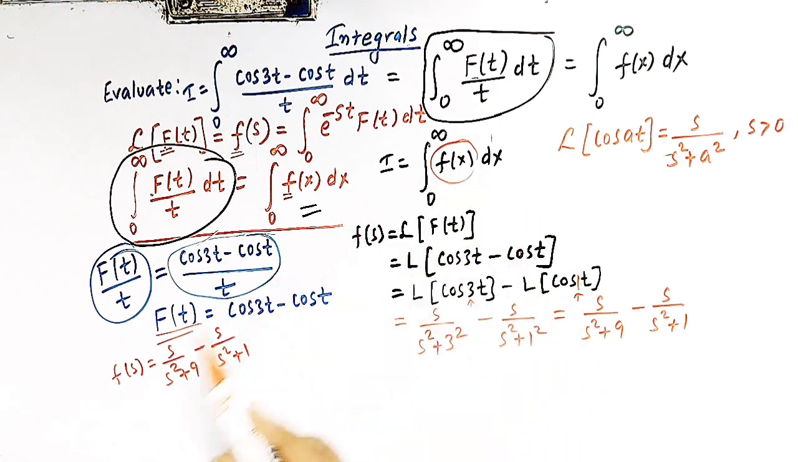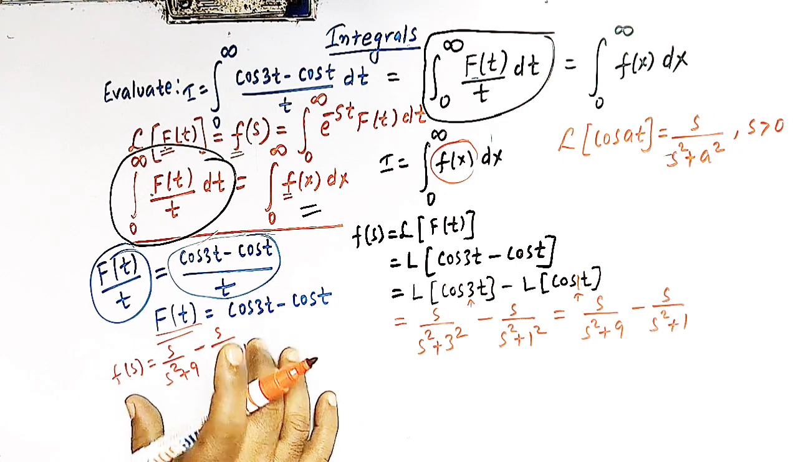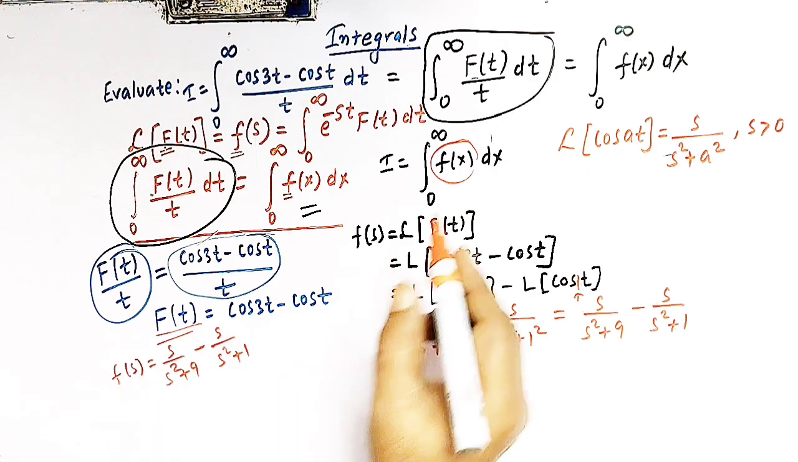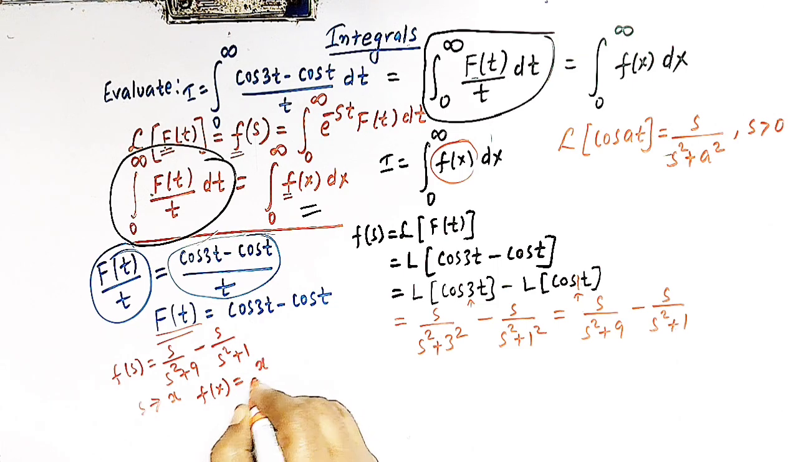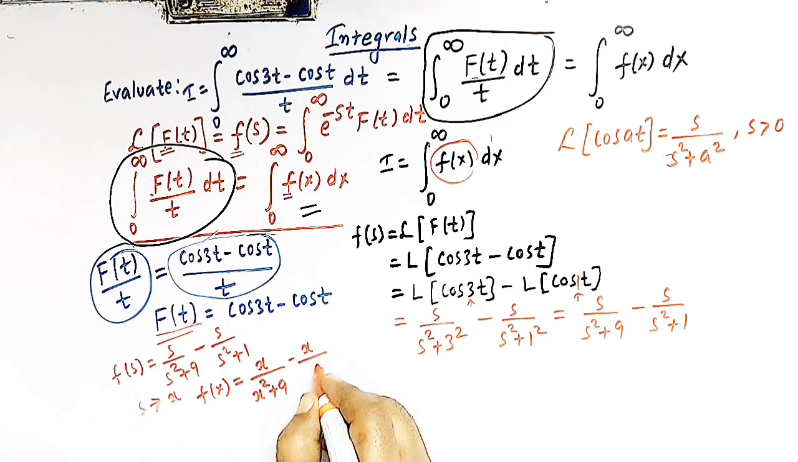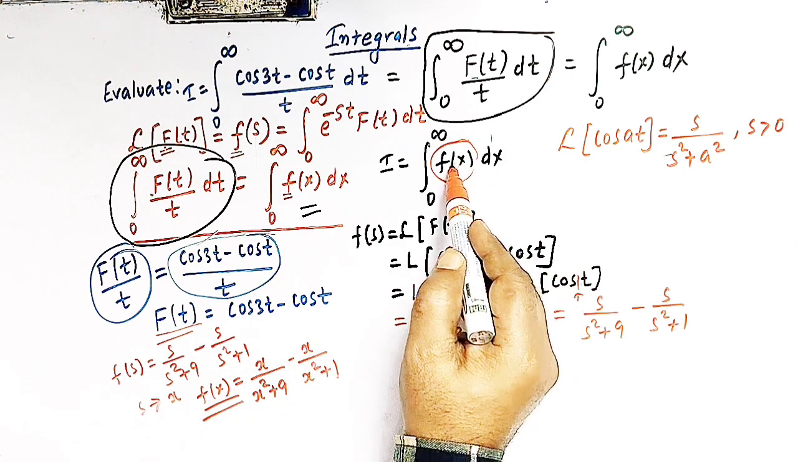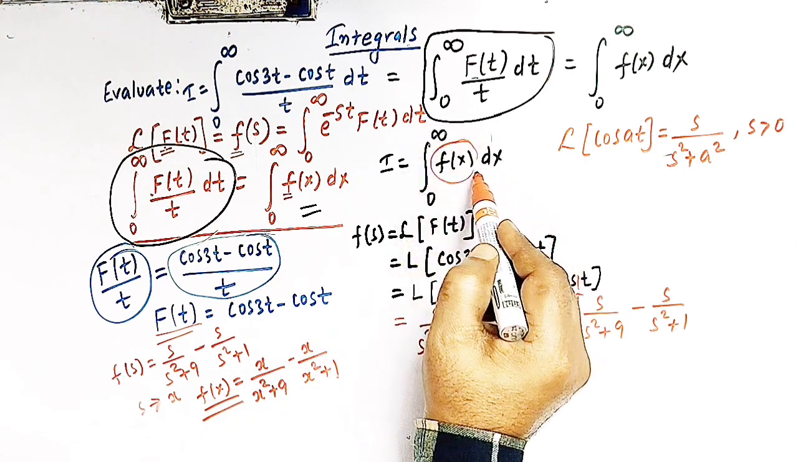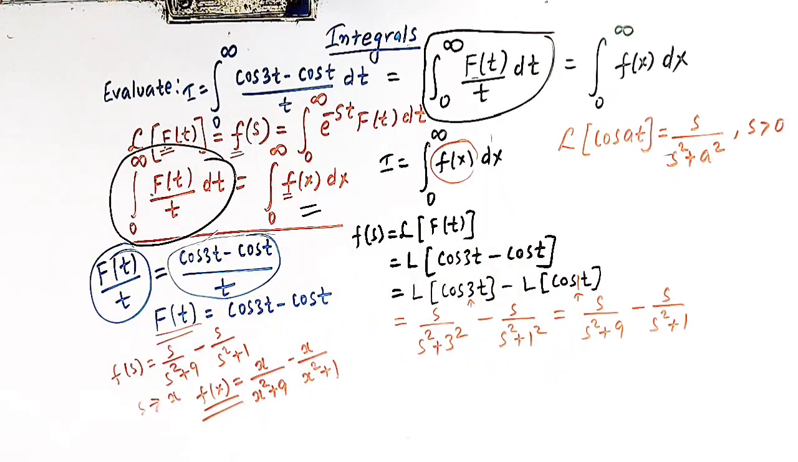And f of x can be written with the help of this expression by replacing s by x, right? So replacing this s by x, we can now write f of x, that is x divided by x square plus 9 minus x over x square plus 1. So now let us substitute this value of f of x in this integral, and this integral is given by our original integral, that is I.